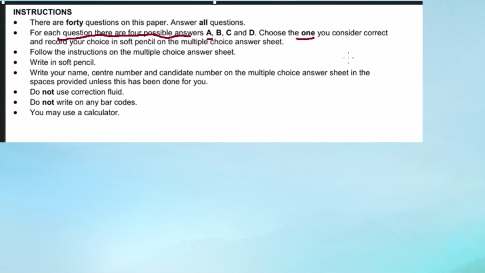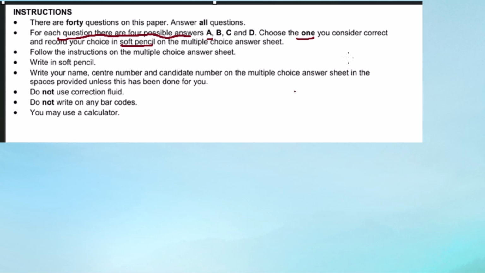And record your choice in soft pencil on the multiple choice answer sheet. All right, follow the instructions. Write in soft pencil. Do not use correction fluid. Do not write on the barcodes. You may use a calculator.